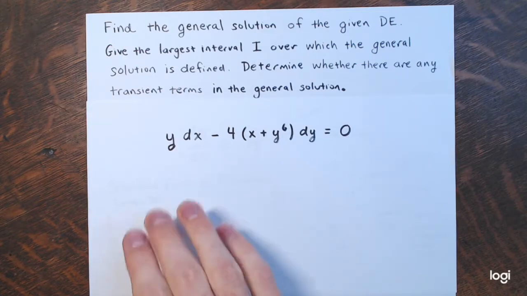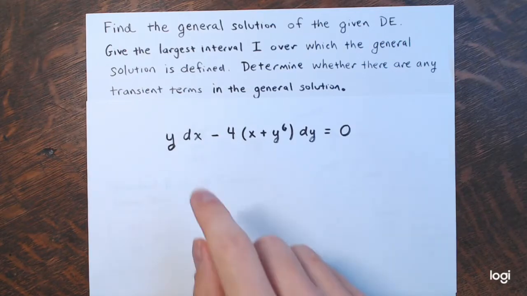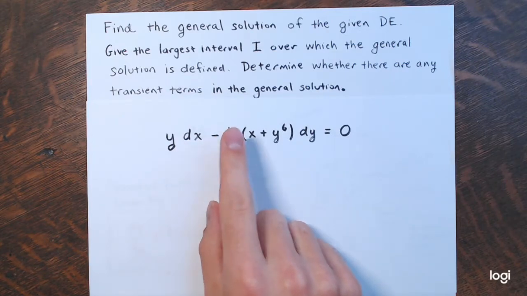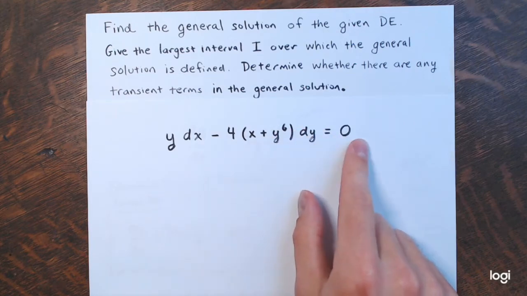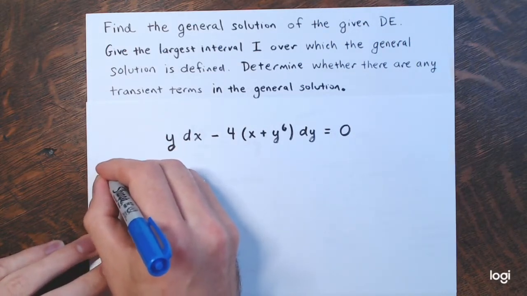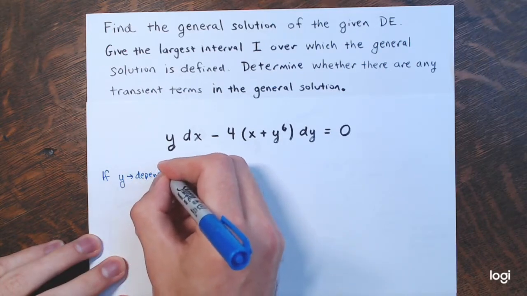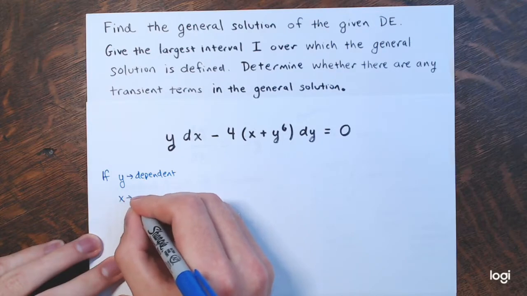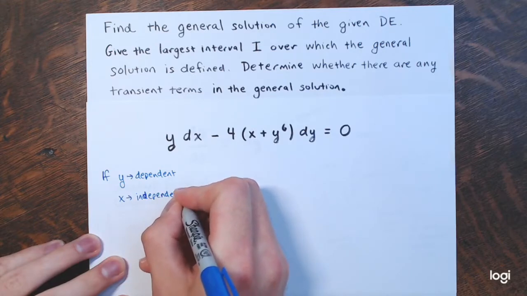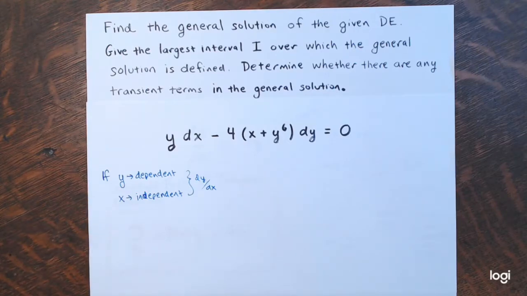All right, so here's a differential equation, first order. I have y times dx, the differential of x, minus 4 times the quantity x plus y to the 6th dy equals 0. Now look what happens if we treat it like we normally do, if we treat y as the dependent variable and we treat x as the independent variable. Look what happens when we do this.